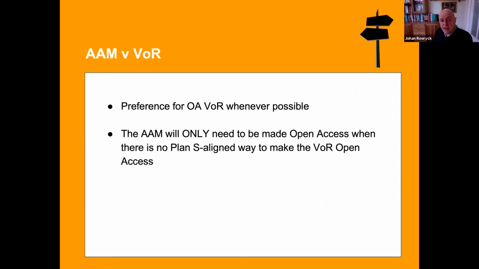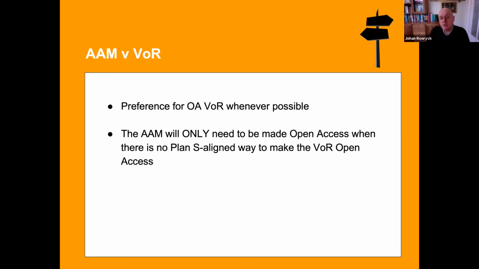At the outset, we should say that, of course, we prefer an open access version of record whenever that is possible. So we are also willing to pay for that as Coalition S organizations. And so we only require the AAM, author accepted manuscripts, to be made open access when there is no Plan S aligned way to make the version of record open access. So that is very important for us. It's really a backstop. If a journal or a publisher develops a way via transformative journals or transformative arrangements or agreements to move the journal to open access, we will pay for that version of record.